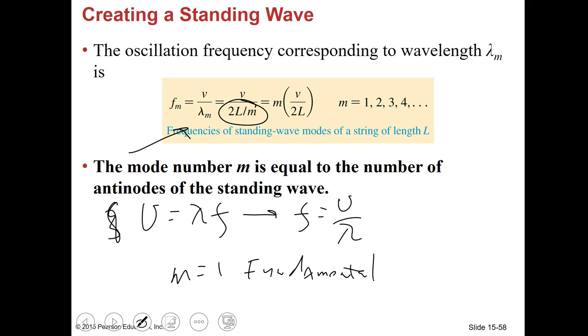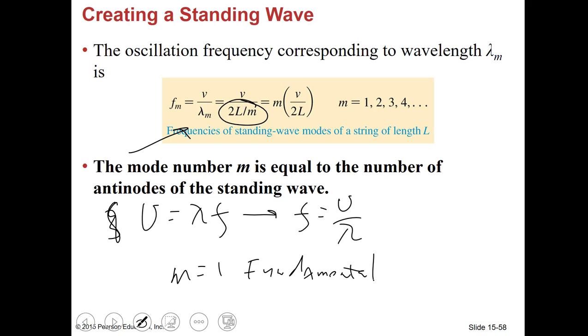And then the higher harmonics are just multiples of that. So when M is equal to 2, that's called the second harmonic. That's twice as big as the fundamental frequency. When M is equal to 3, that's the third harmonic. That's 3 times as much as the fundamental frequency.